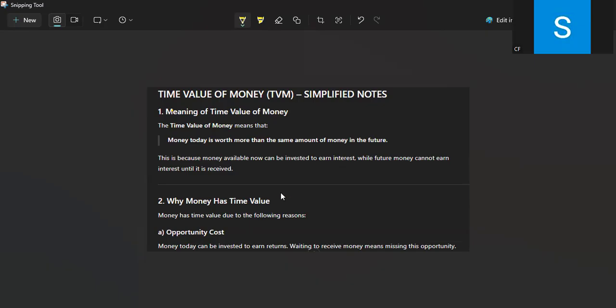So why is time value of money important? There are so many reasons. Number one, the aspect of opportunity cost. Today we have been looking at opportunity cost in economics. We're looking at money today, which can be invested to earn what? Returns. So by waiting to receive money, you miss the opportunity, depending on what circumstance you are in.